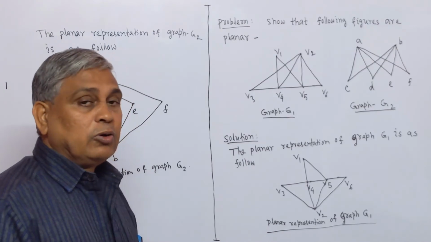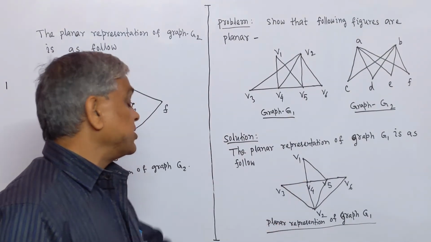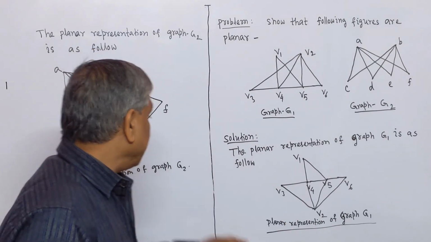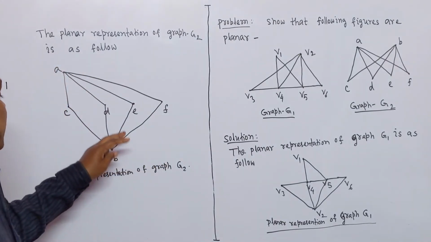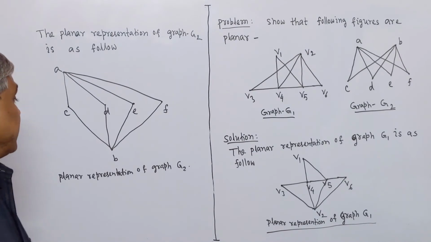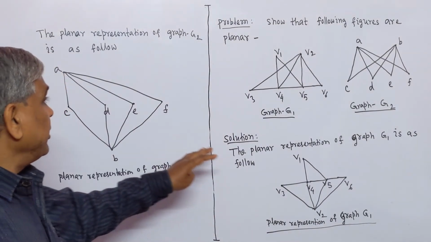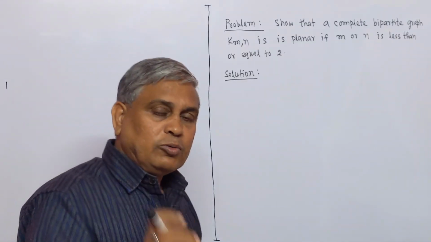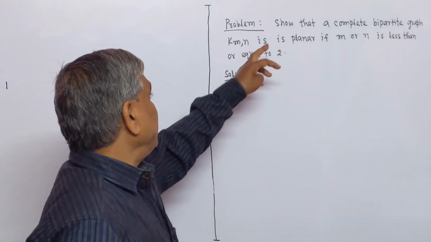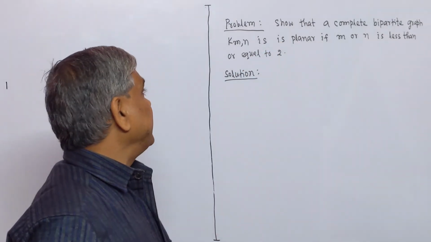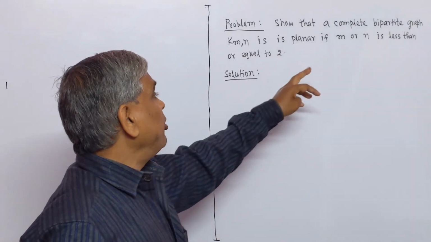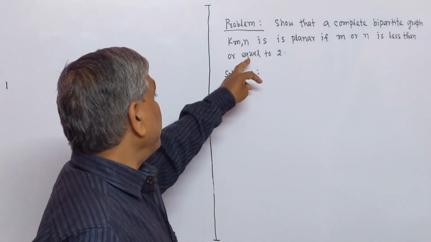In this figure, we have seen that no two edges intersect except at vertices. Here also same. No two edges intersect except at vertices. So these two graphs are planar representations of graph G1 and G2 respectively. Now we solve the next problem. Problem is to show that a complete bipartite graph Kmn is planar if m or n is less than or equal to 2.